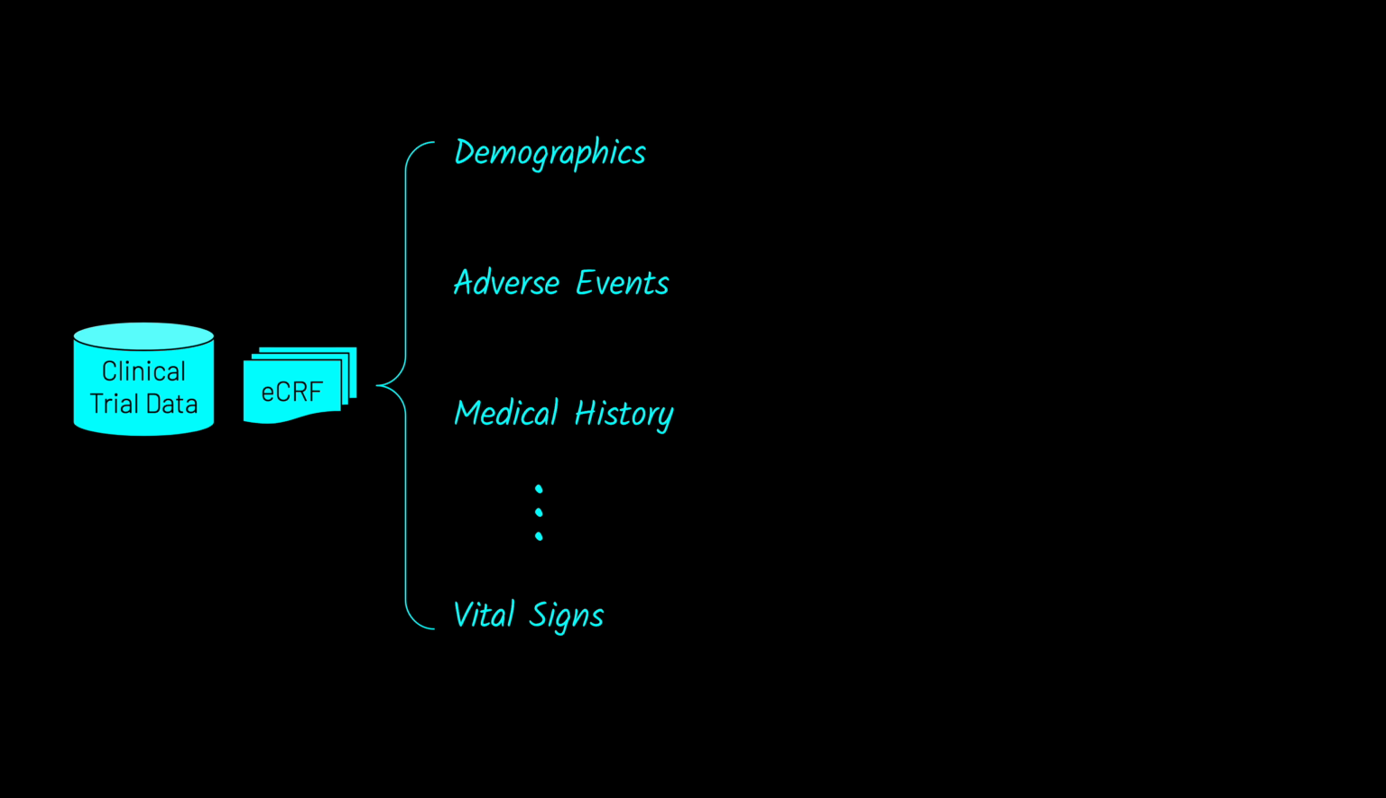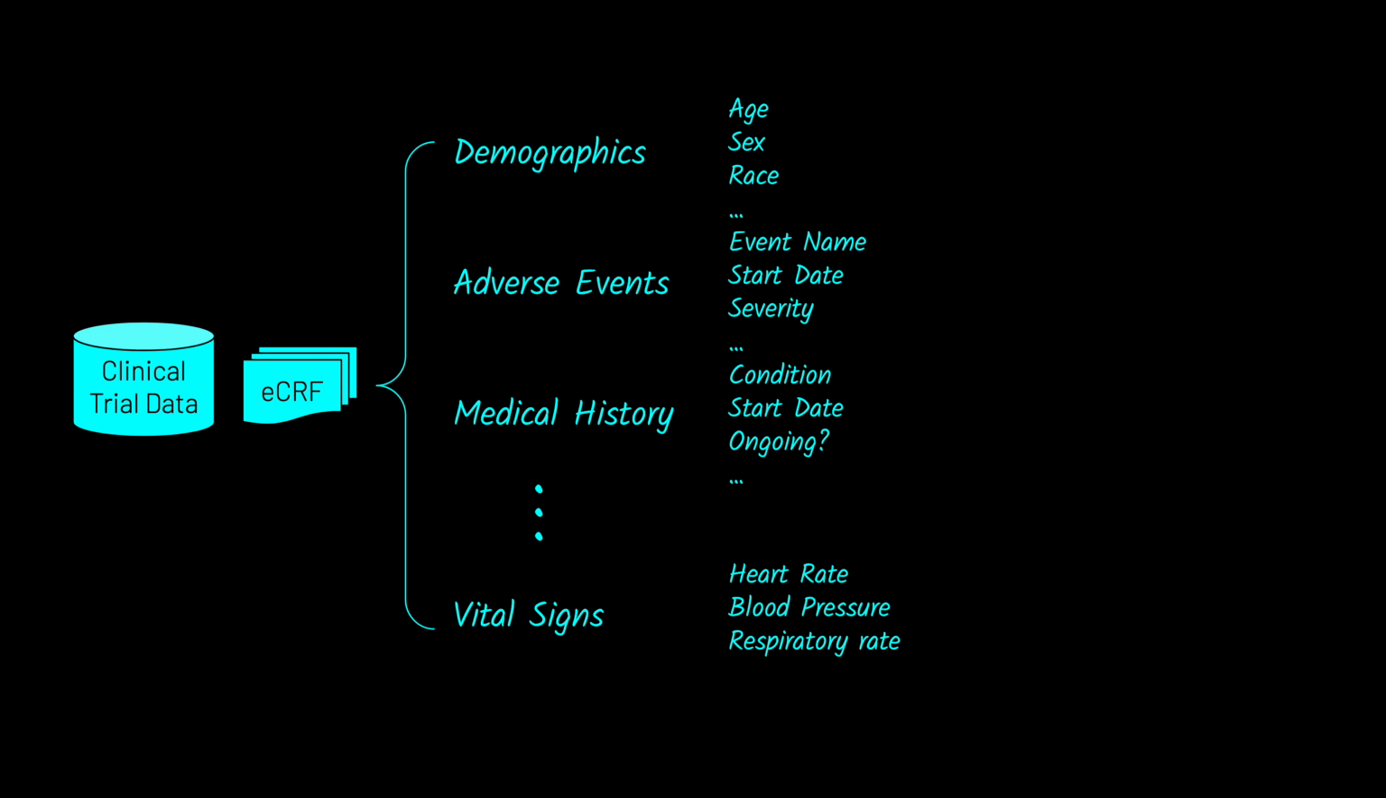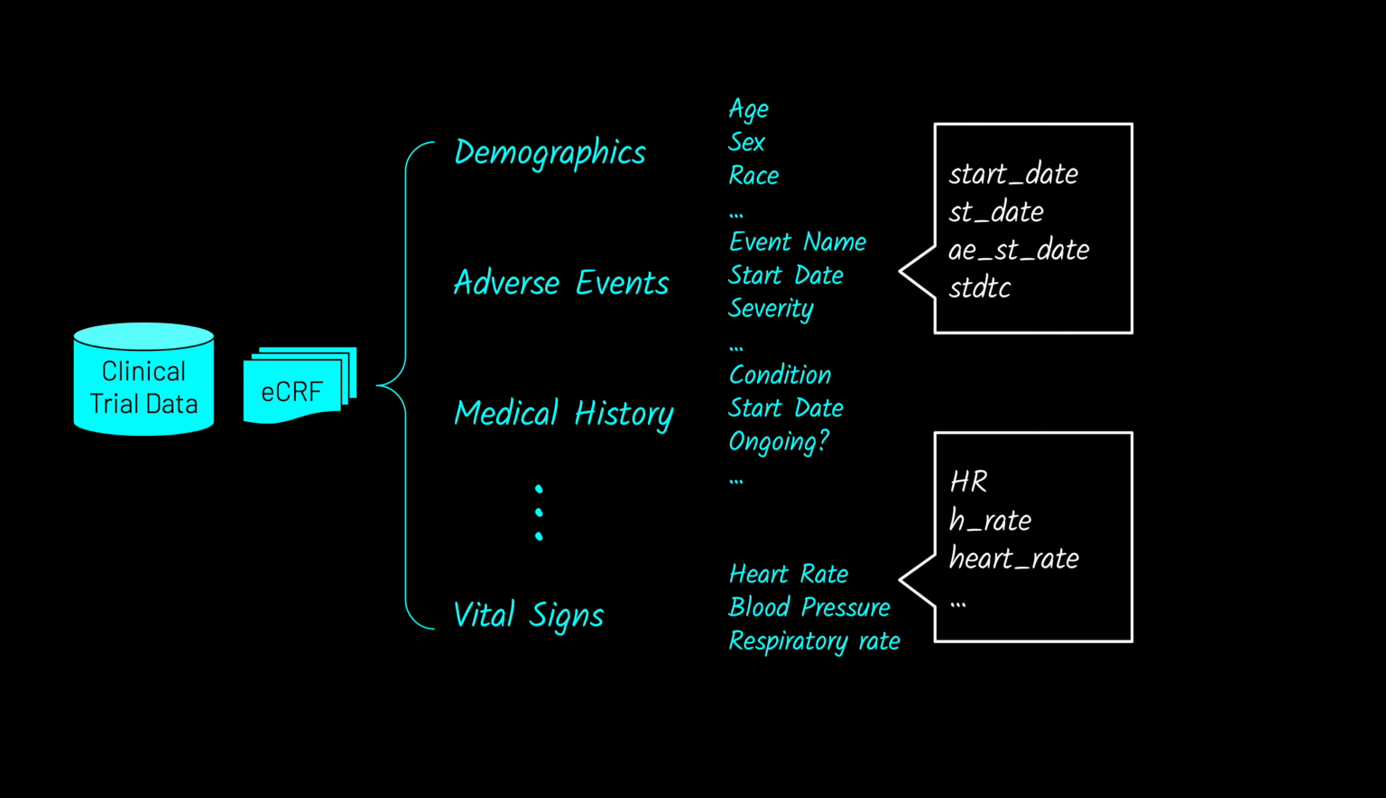There are multiple ECRFs in a given clinical trial. A form could be associated with demographics data. Another form could be associated with adverse reactions. Another form could be collecting medical history, and so on. Each of these forms would have multiple data entry fields within them. For example, demographics form can have age, sex, race, ethnicity, birth date, and so on. Multiple stakeholders running clinical trials will code these variables in various ways, meaning a significant variation exists in the way these variables are named in these ECRFs.